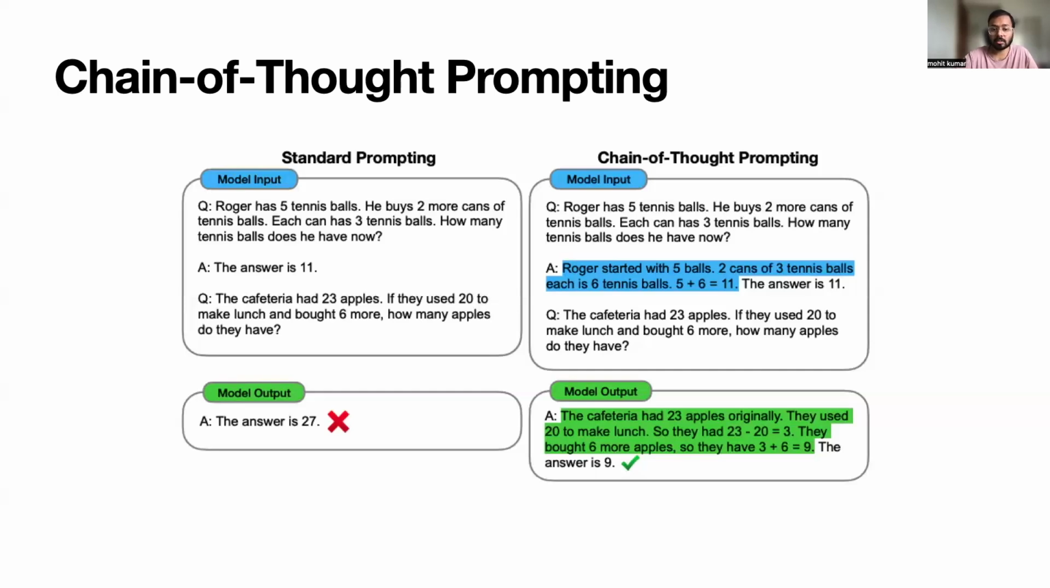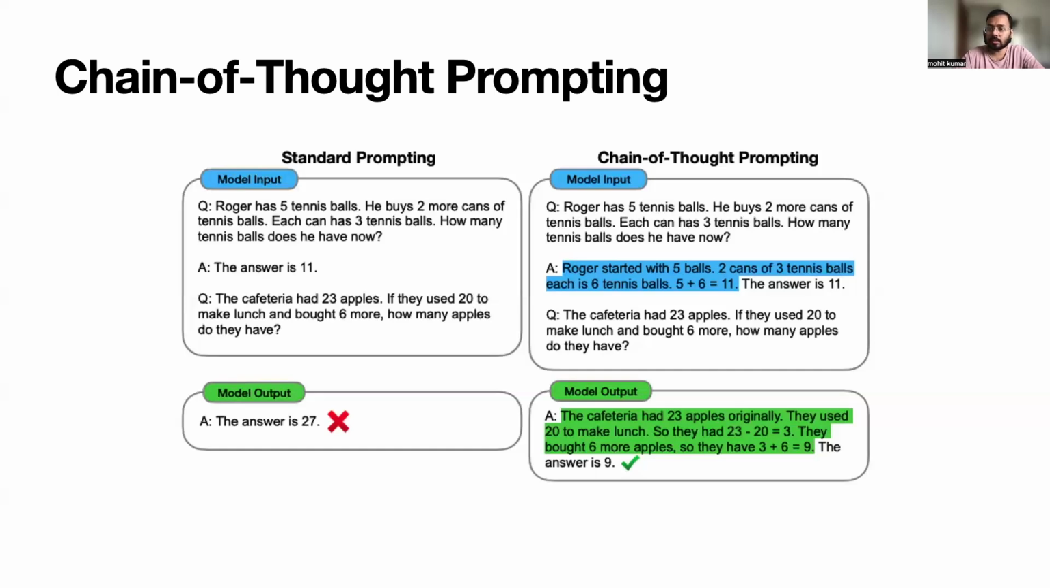But when you are giving the answer for the first one, and you also explain how you arrived at the answer, which is 11, then if you ask a similar query, it's much more likely that the LLM will be able to generate a correct answer. You can also simply add a line saying, think about each step before giving the output. That also helps.